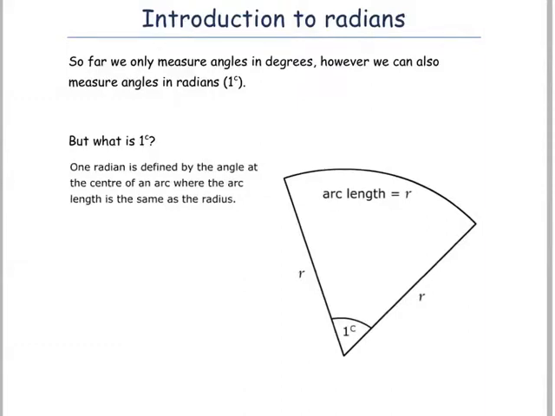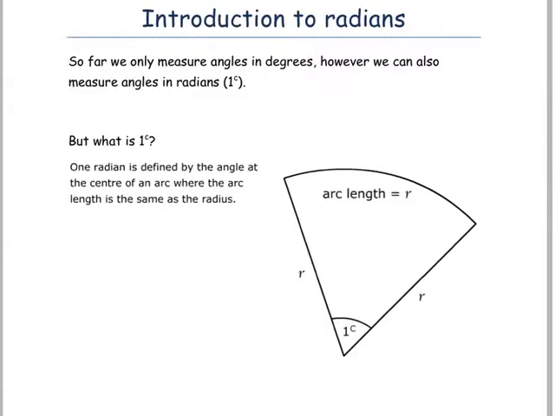Introduction to radians. Throughout your school life, you've only ever used one way of measuring angles, and that is degrees. But other things like length, weight, volume, you've looked at more than one way of measuring it. So more than one measurement system. And there is more than one measurement system for measuring angles, and that is radians.